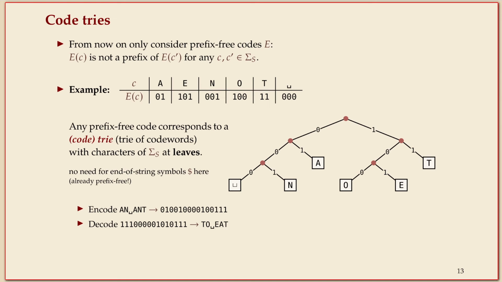So again, two things are convenient about prefix-free. It's always uniquely decodable. You can draw the code trie to check, and you can use the code trie to decode conveniently. And the table of code words is for encoding.